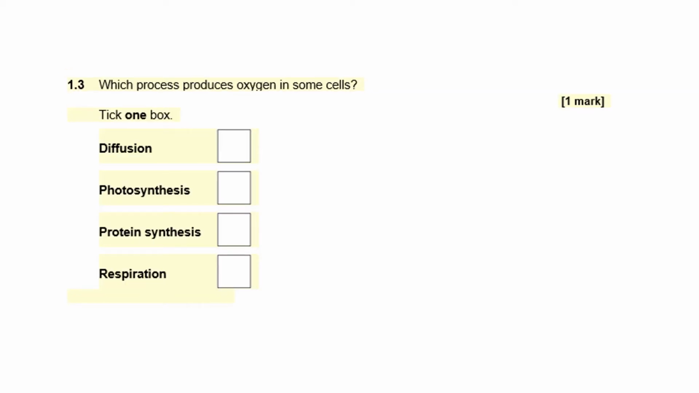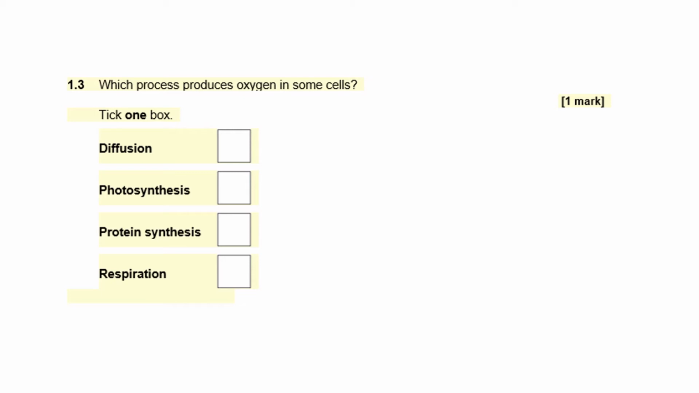1.3. Which process produces oxygen in some cells? Tick a box. And it's worth 1 mark again. So we need to pick one of those that we think oxygen is being produced. So you can go through the list. Diffusion. Does diffusion produce oxygen? No, it's not a chemical reaction, it's just movement.